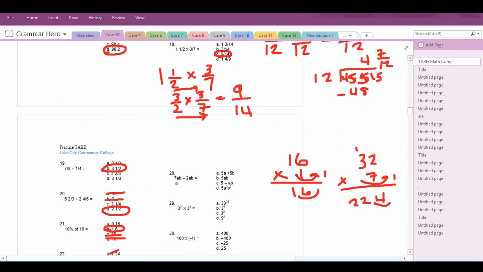Negative 7ab minus 2ab. Again, these are the same, so we can subtract them. 7 minus 2 is 5ab. Now, if this was 7abc minus 2ab, we couldn't do anything because this is abc and this is just ab. Those are not like terms. We cannot just simply subtract them.